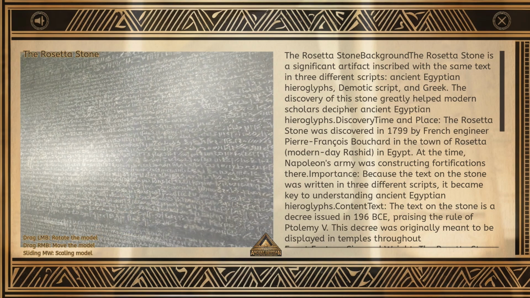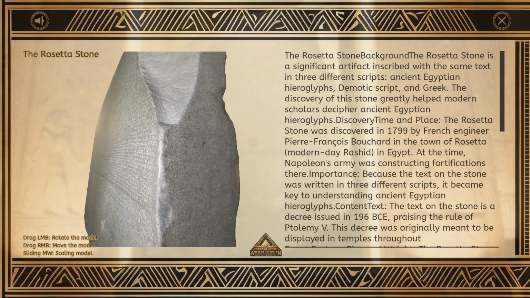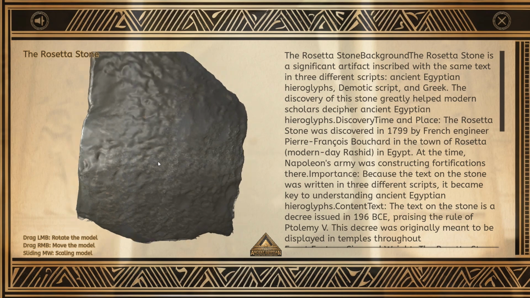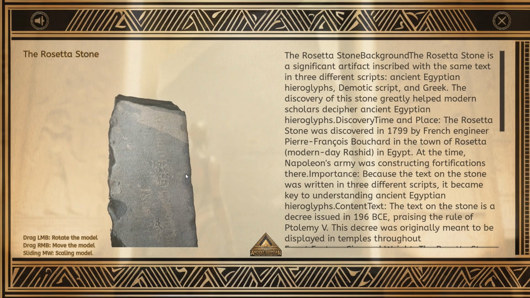This is the Rosetta Stone. The Rosetta Stone is a significant artifact inscribed with the same text in three different scripts: ancient Egyptian hieroglyphs, Demotic script, and ancient Greek. The discovery of the stone greatly helped modern scholars decipher ancient Egyptian hieroglyphs. The text on the stone is a decree.